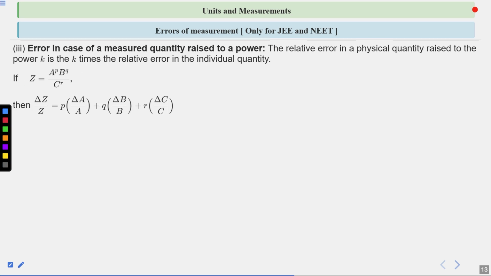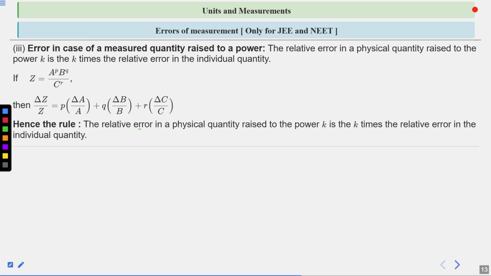then the relative error is this one: p into delta a divided by a plus q delta b divided by b plus r delta c divided by c. Hence the rule: the relative error in a physical quantity raised to the power k is k times the relative error in the individual quantity. So if we have a quantity like this, the calculation is this one. Clear? If you have any doubt, please ask.